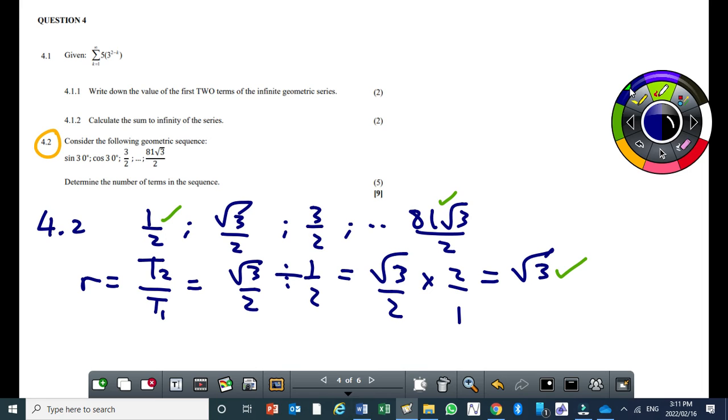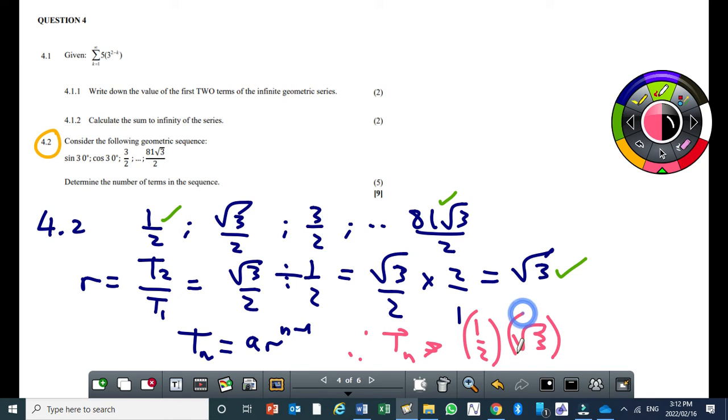So the next step is to write the general term. So the general term of this sequence is going to be Tn equal to, remember it's a r to the power of n minus 1. So if I write for this sequence, the general term will be Tn equal to, our first term is a half, times the common ratio, which is square root of 3, raised to the power of what? N minus 1. So that will be the general term.